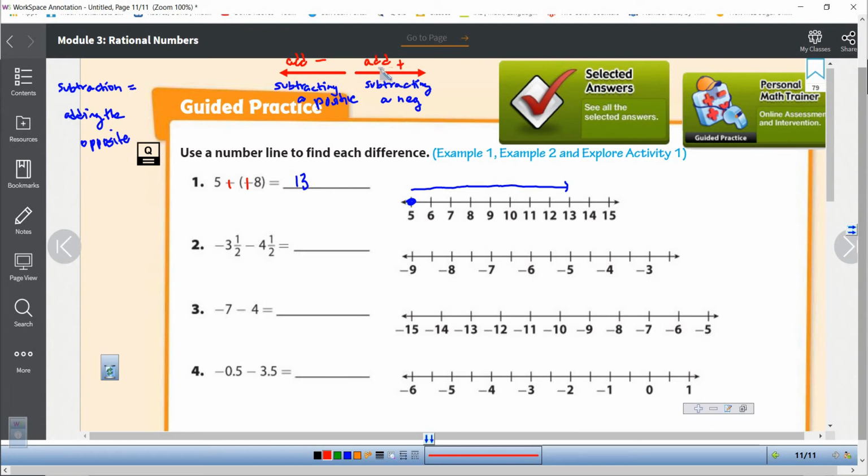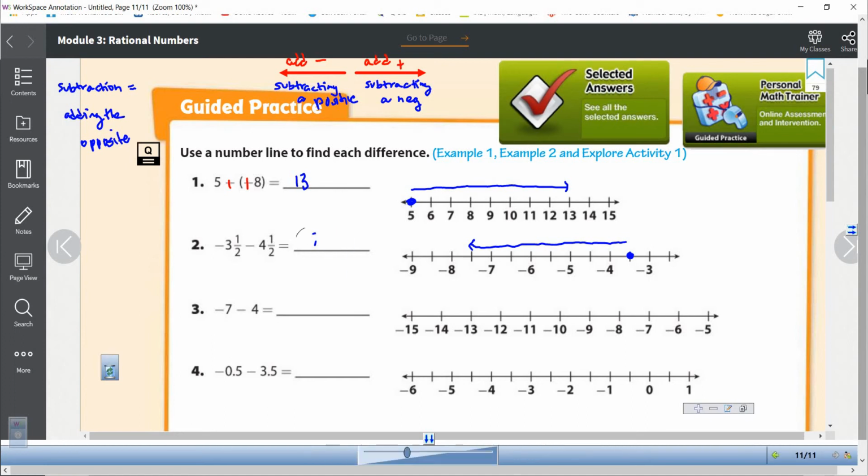So subtracting a negative is the same as adding a positive, and subtracting a positive is the same as adding a negative. So if we are over here on the number line, if we were going to do this one, we could start at negative 3 1/2, which would be right there. And they want us to subtract 4 1/2. Well, that's subtracting a positive. So we'd go to the left 1, right? There's 1, 2, 3, and 4. And where would we end up? We would end up at negative 7 1/2.